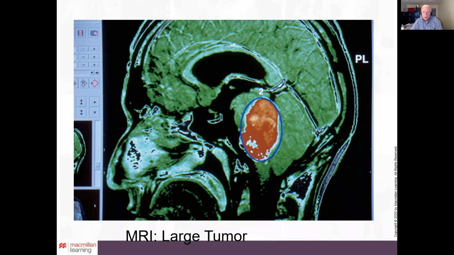Here we see an MRI of a large tumor. It's quite obvious where the tumor is located in this person's brain. This would be in the temporal lobe area of the brain. It's a fairly good sized tumor.